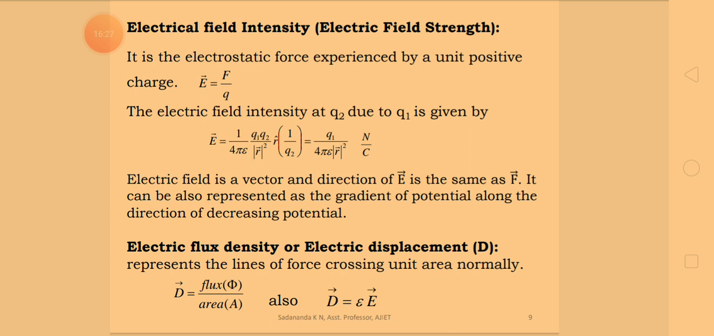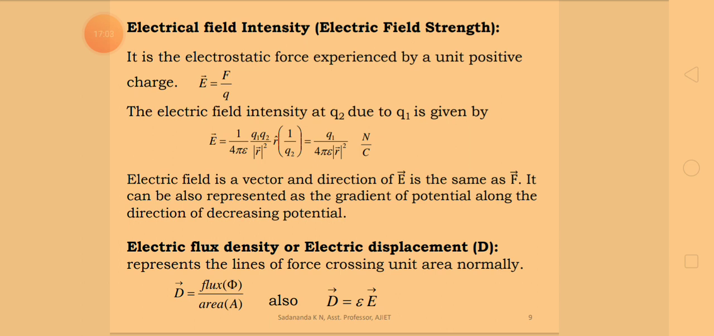So, electric field can also be represented as the gradient of potential along the direction of decreasing potential. In terms of an equation, you can write this statement as electric vector E is equal to minus del V, where the negative sign represents decreasing potential.